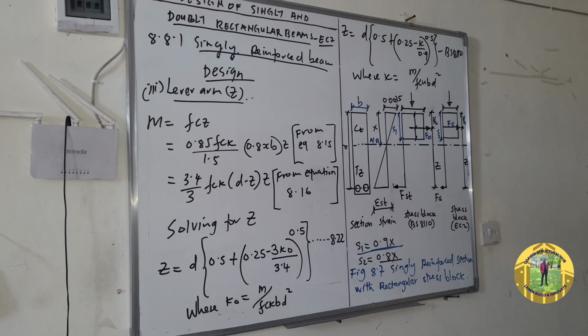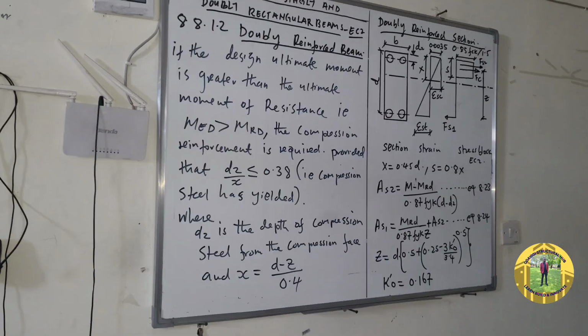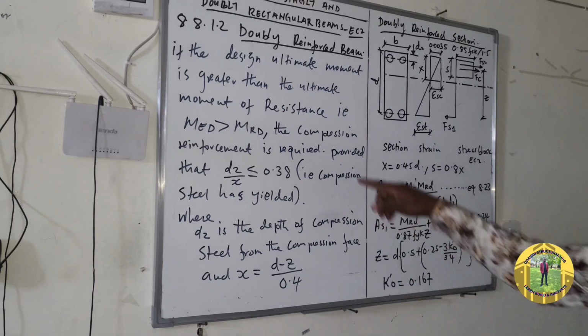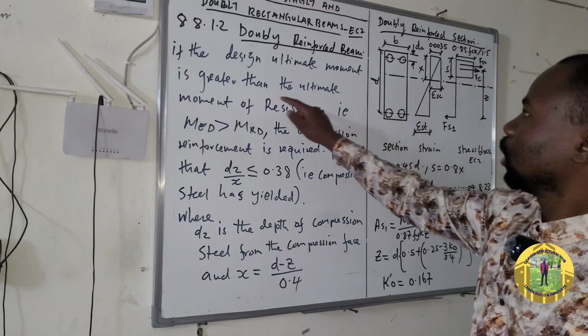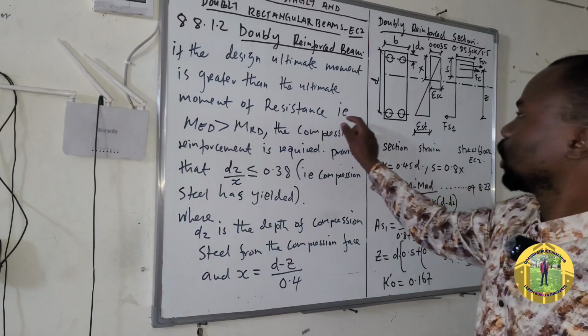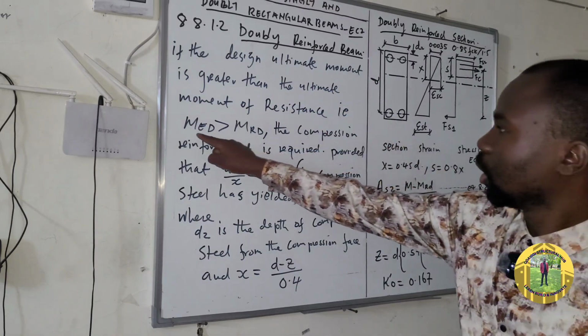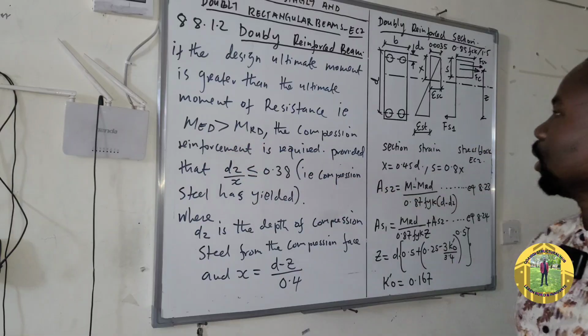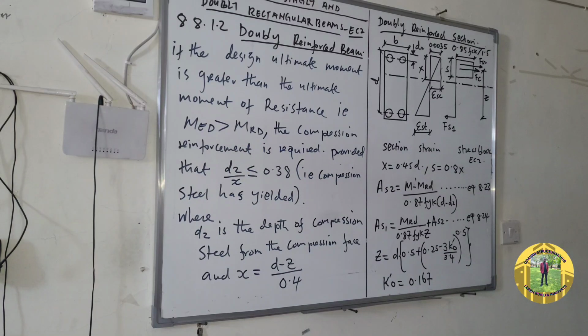I'm now done with singly reinforced beam. I now proceed to doubly reinforced beam, 8.8.1.2. So in what case will you design a beam as a doubly reinforced beam? If the design ultimate moment is greater than the ultimate moment of resistance, i.e. MED is greater than MRD, then the compression reinforcement is required.